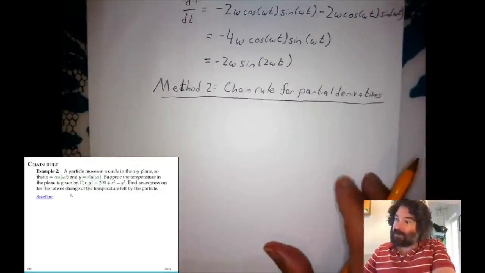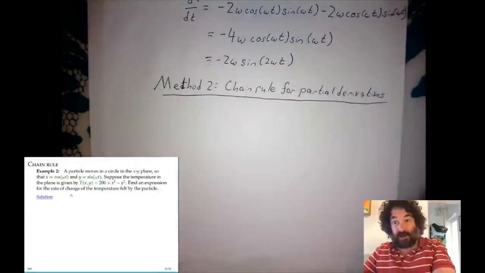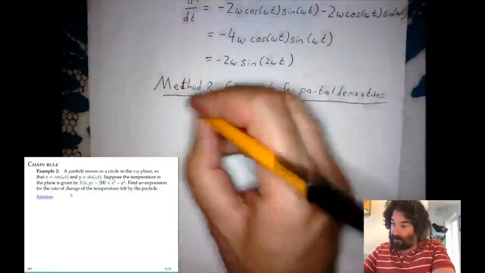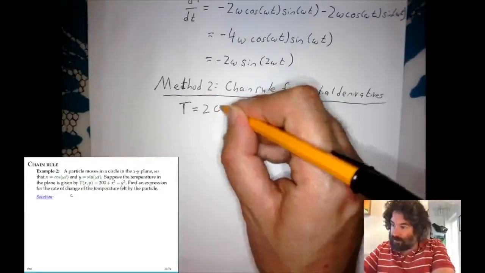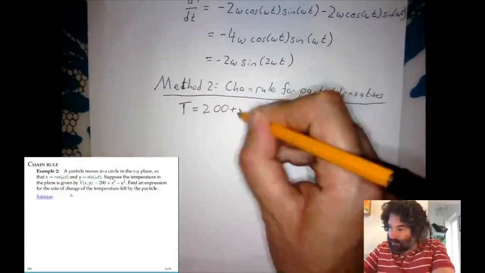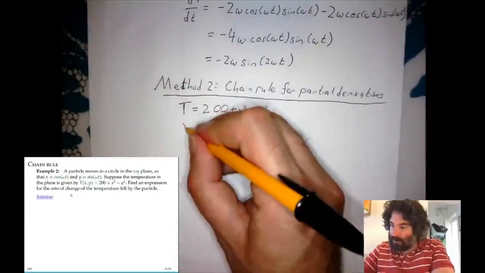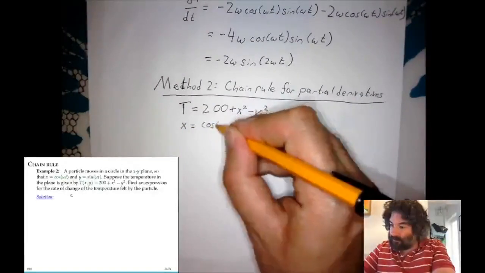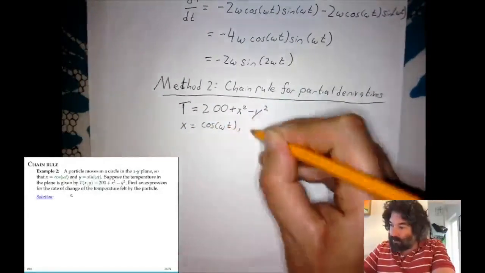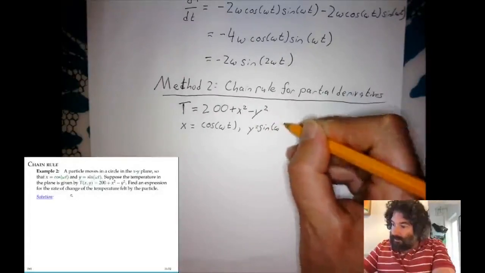So we once again have that T is a function of x and y, and each of x and y depends on t. So I'm going to write them again in order to have them on the screen here. T was this function of x and y, and then x was cosine of omega t, and y is sine of omega t.